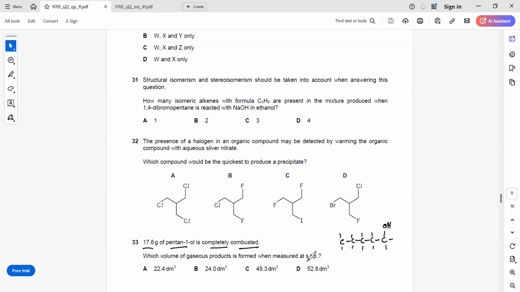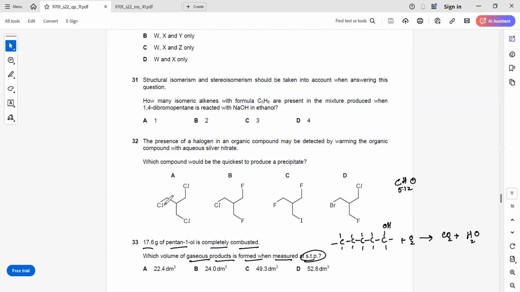right? So how many carbon atoms? There are 5 carbon atoms, and 1, 2, 3, 4, 5, 6, 7, 8, 9, 10, 11, and 12 hydrogen atoms and 1 oxygen atom in this. And when it burns, it gives us carbon dioxide and water. Okay, they are saying which volume of gaseous products is formed when measured at STP.